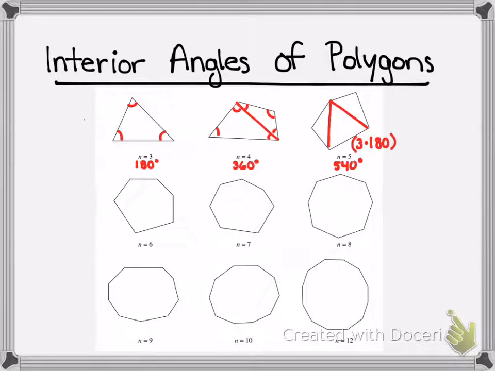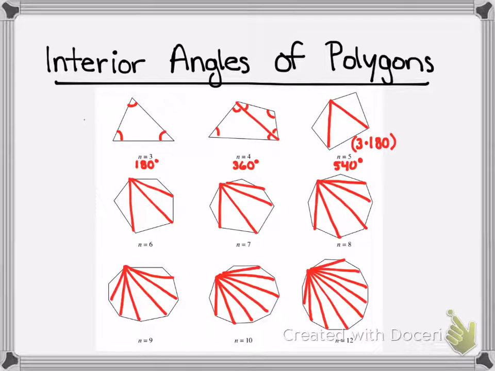We can continue splitting shapes like this. If you try to split a six-sided shape, you can split it into four triangles, a seven-sided shape into five, an eight-sided shape into six, and so on. Where, as it turns out, we always have two fewer triangles than the number of sides.